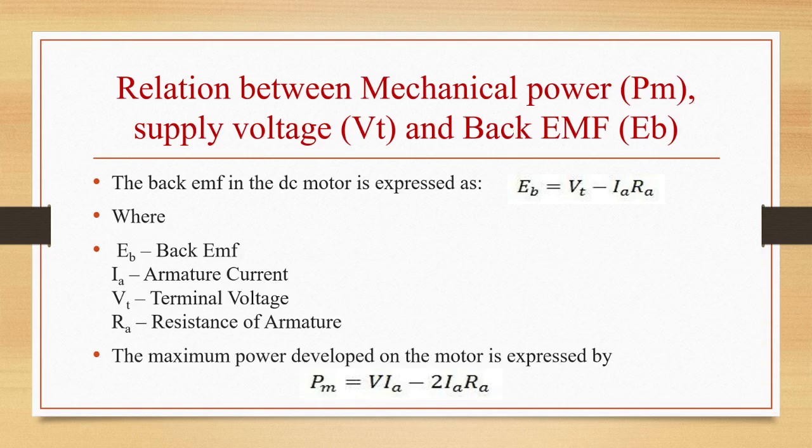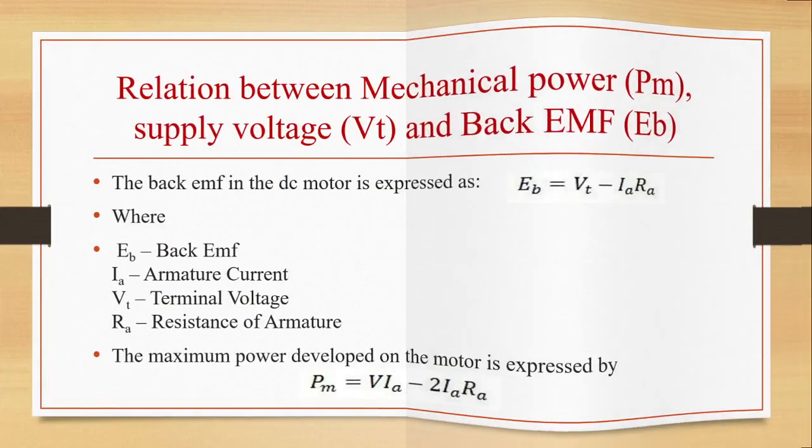So multiplying the above equation by Ia throughout, that is on the left hand side and right hand side, we will get the equation as EbIa is equal to VIa minus Ia square Ra. Or VIa is equal to EbIa plus Ia square Ra, and VIa is the electric power supplied to the armature, that is armature input. EbIa is the power developed by the armature, the output. Ia square Ra is the electric power wasted in the armature, that is armature copper loss.